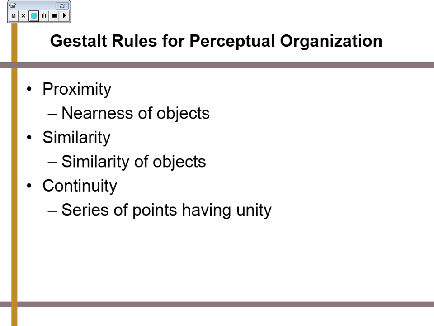So in this, we actually have perceptual organization and Gestalt. The first one is proximity. We look at things based on how close they are to each other. Does that make sense? You just see things close and you're like, oh, that's a group of so-and-so, based on how close they are to each other.